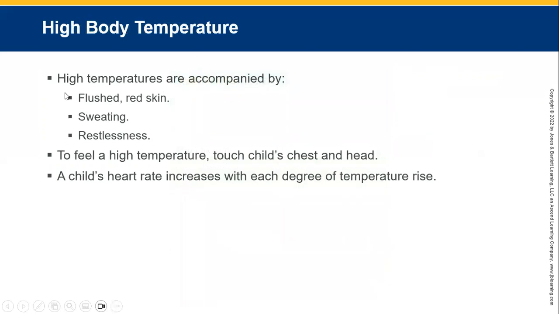High body temperature can be accompanied by flushed red skin, profuse sweating, restlessness. To feel a high temperature, just touch the child's chest and head. Okay, the child's heart rate will increase with each degree of temperature rise.